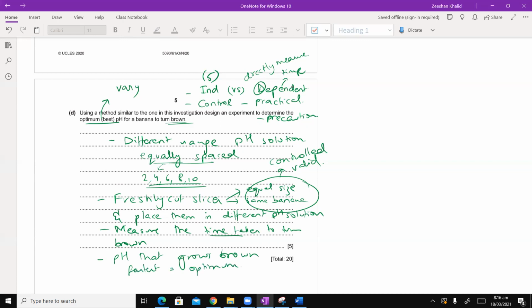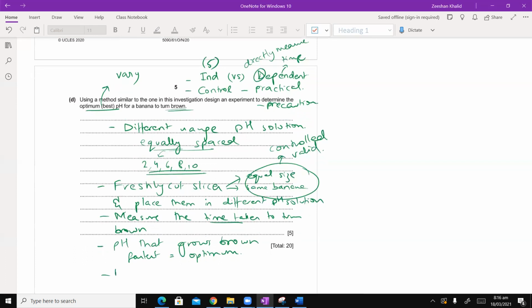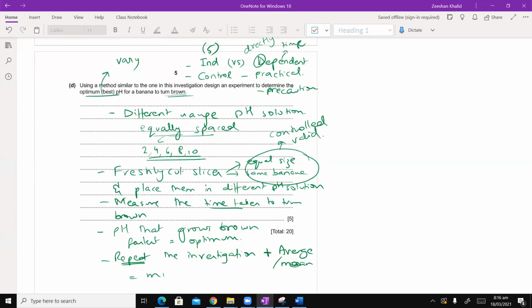And then I can repeat the investigation. Always remember, whenever you are mentioning repeat the investigation, in the marks you will see a plus: take the average or mean. And what does this do to your results? It makes your results more reliable.